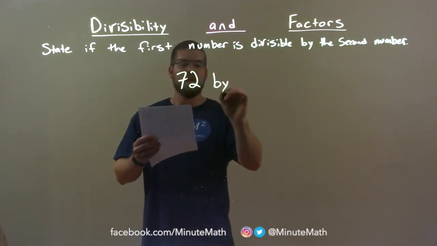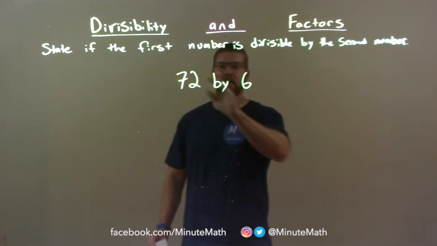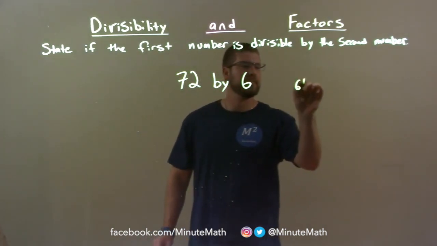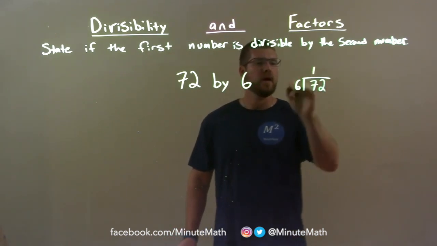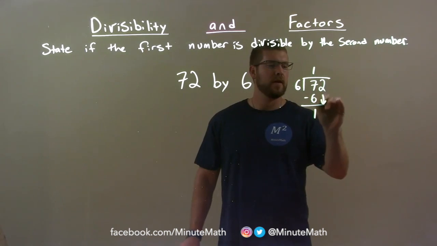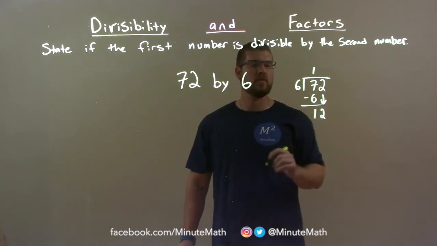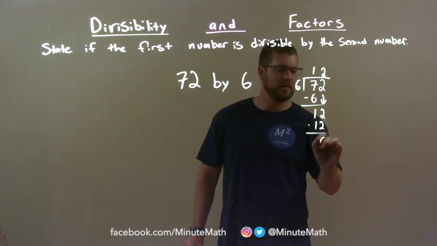Next, 72 by 6. First thing I check here is, does 6 go into 72 evenly? So we do some long division. 6 goes into 7 one time, and 1 times 6 is 6. Subtract, 7 minus 6 is 1. Bring down the 2. 6 goes into 12 2 times. 2 times 6 is 12. We subtract, and we get a 0.